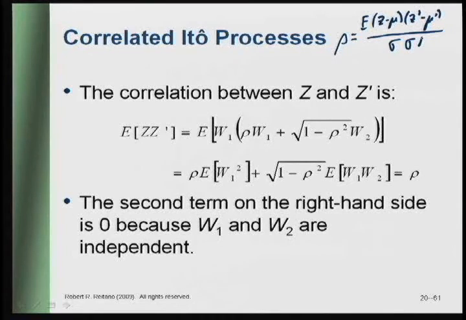So Z is W1, Z prime is the combination. We multiply it all out, and then we use the fact that the expected value of a sum is the sum of the expected values. And when we do the math, the expected value of W1 squared is just 1. That's the variance of W1. And this other term is by definition 0, because W1 and W2 were independent. So their product expectation is 0.